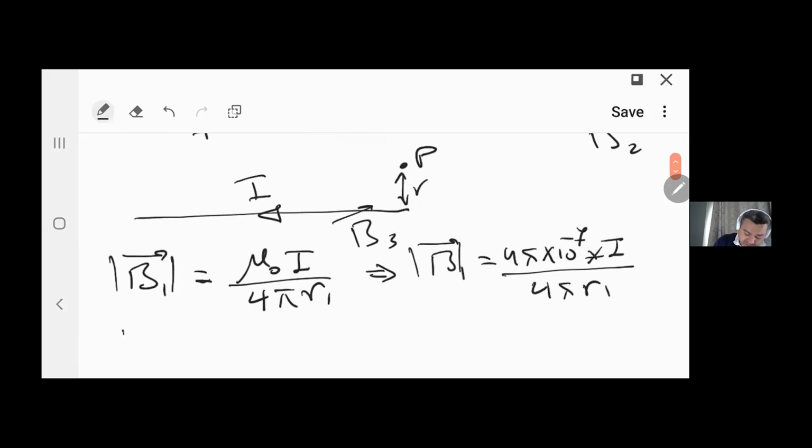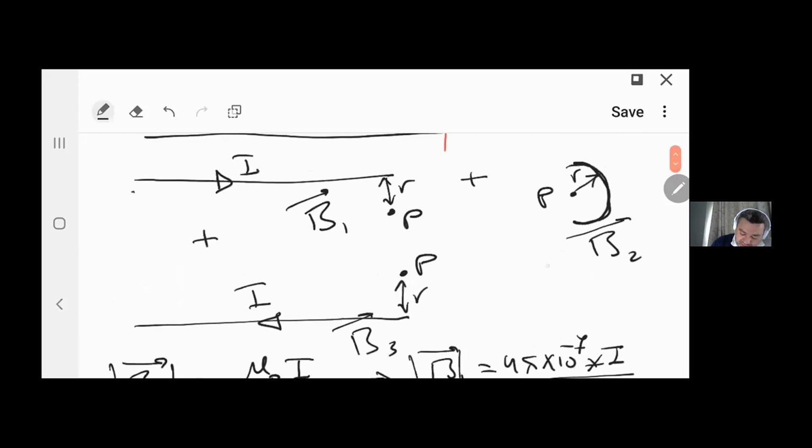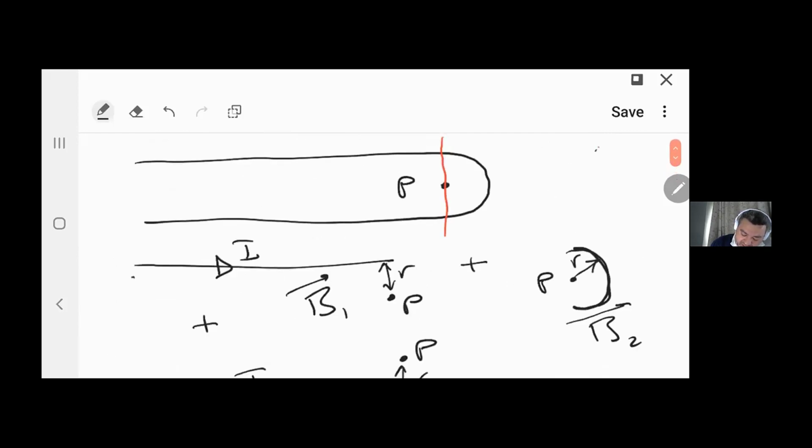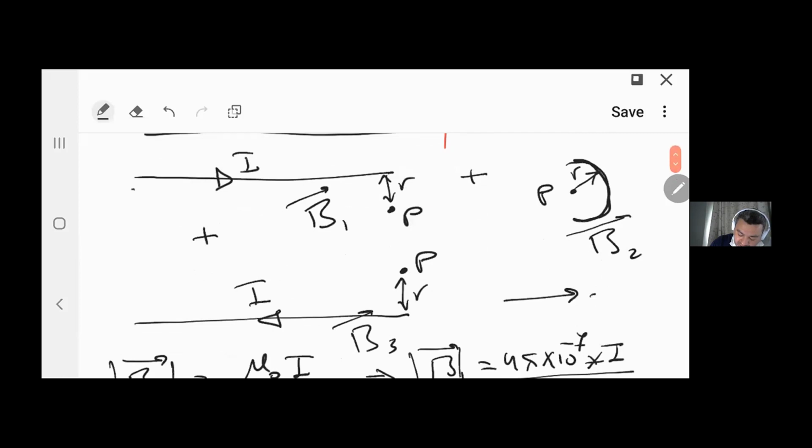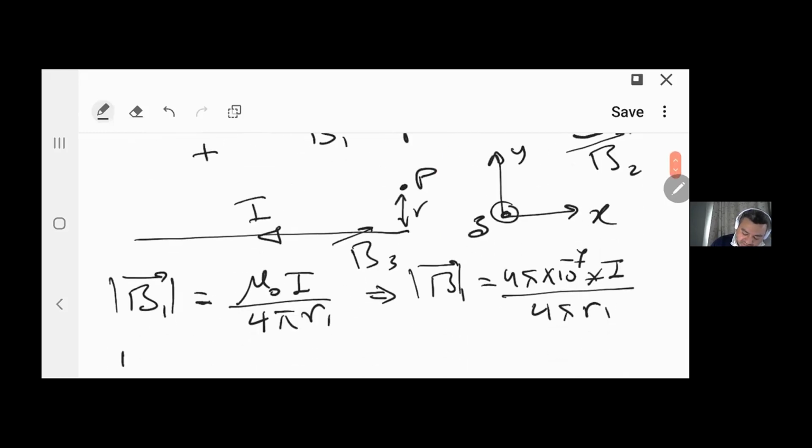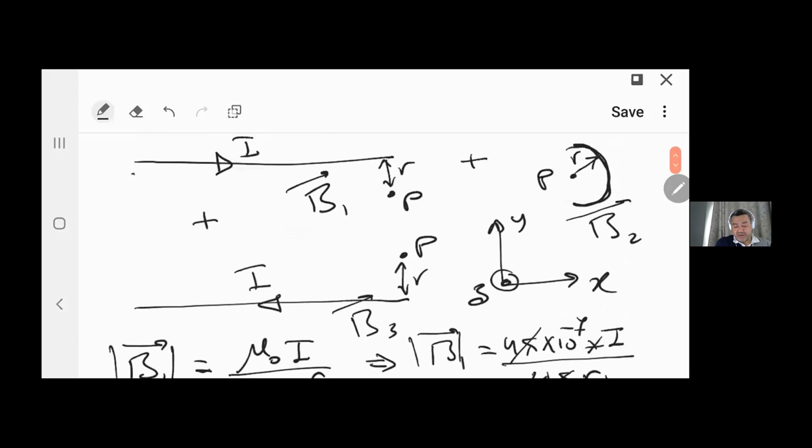Then B1. So remember, what did we say here about the coordinates? Let me add the coordinates here. I have X, Y, and this is Z. So B1 equals to I over R1 10 to the power minus 7. And the direction is going minus K hat.